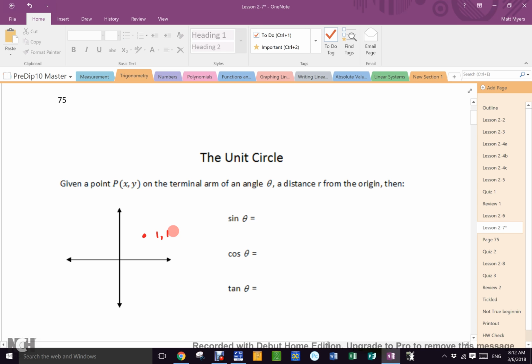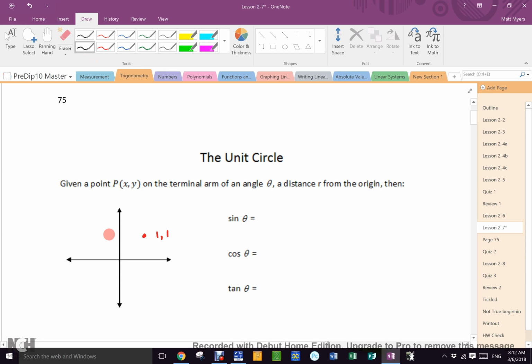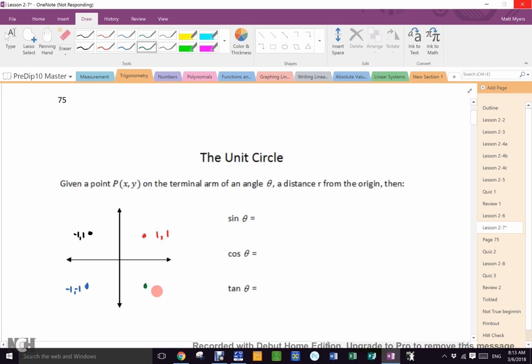Everybody cool? All right. Now, on the left-hand side in quadrant 2, please give me negative 1, 1. I'll use a different color for that. And then I'm sure you know where the next one's going. Negative 1, negative 1. And the last one is going in 1, negative 1. All right? Everybody cool? Easy peasy lemon squeezy, yeah?